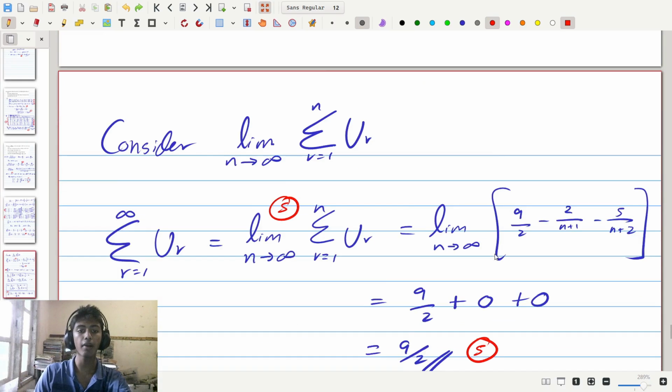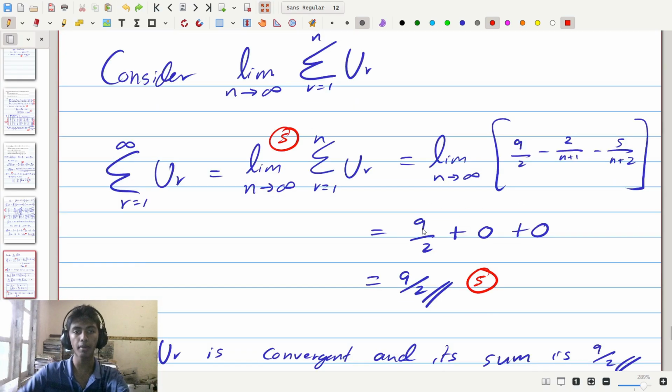Now, for the next part, when you consider the infinite sum and you consider that it's equal to the limit as n approaches infinity of the finite sum, you get 5 marks. When you then apply that limit to the actual expression for the sum from r equals 1 up to n of u of r in the finite sum, you then get 9 over 2, and for getting 9 over 2 from that, you get another 5 marks.